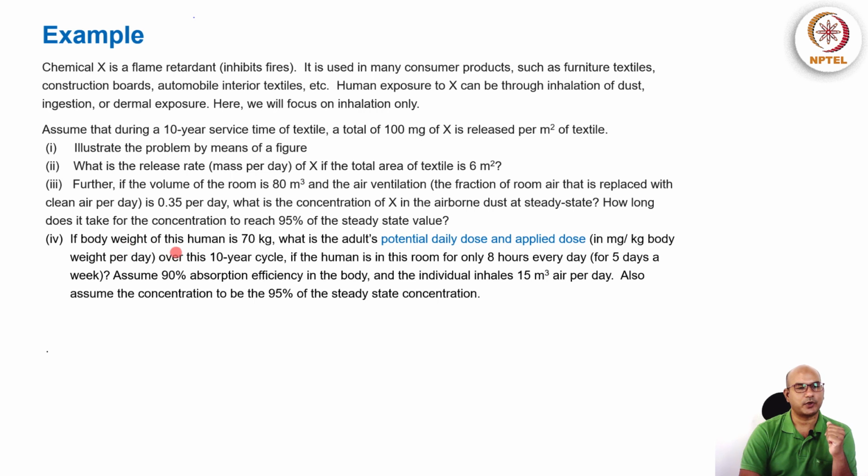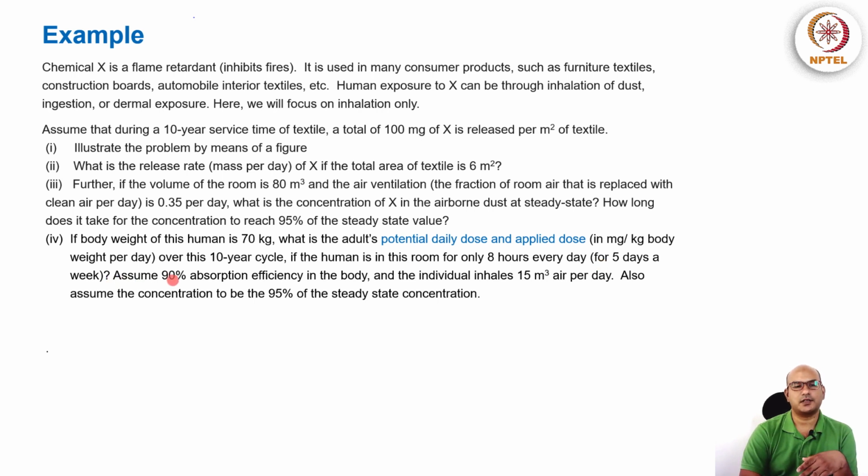Then we have, if the body weight of the human that we want to get the exposure of is 70 kilogram, what is the adult's potential daily dose and applied dose in milligram per kilogram body weight per day averaged over the 10-year cycle if the human is in this room for only 8 hours every day for 5 days a week? So this is sort of a working environment, 8 hours per day, 5 days a week.